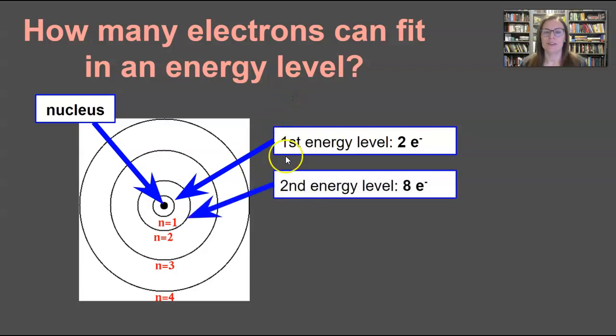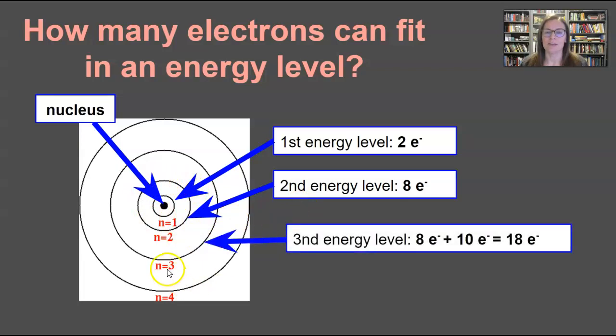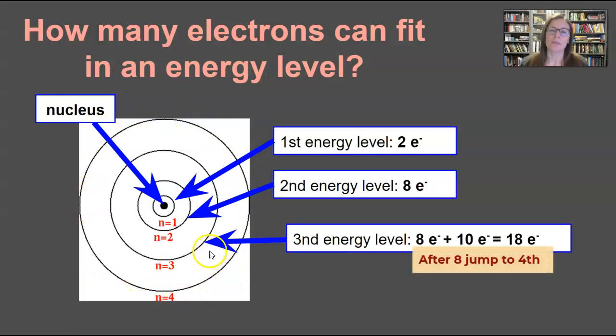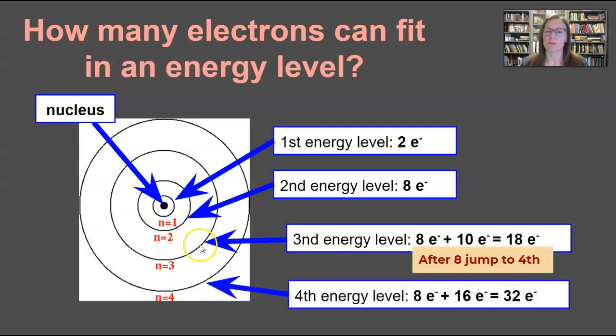The second energy level can hold up to 8 electrons. And the third energy level can hold up to 18, but this is where things get a little bit complicated because we can put 8 electrons in here. And once we get 8 electrons in here, we jump up to the next energy level and put 8 here. Then we jump back to the third one to finish filling it up to get to the 18, okay?